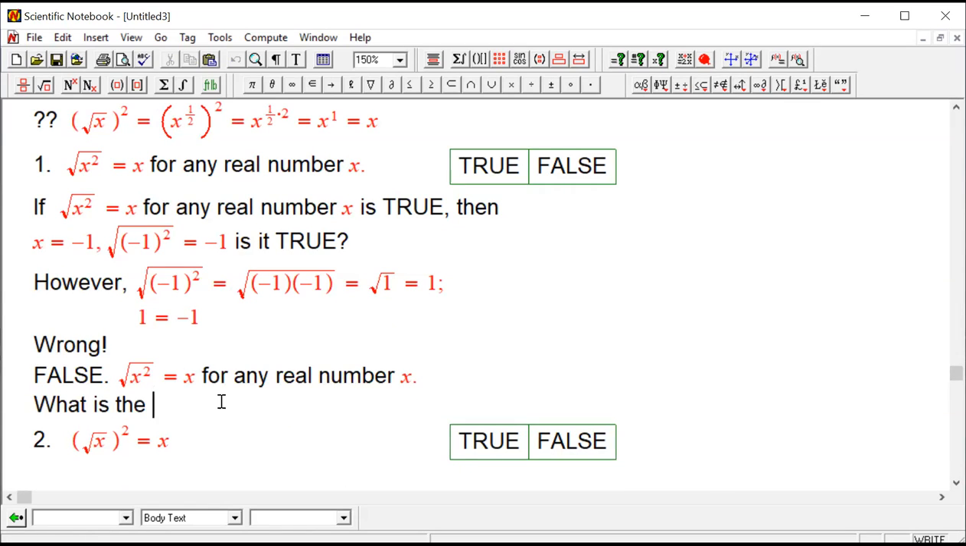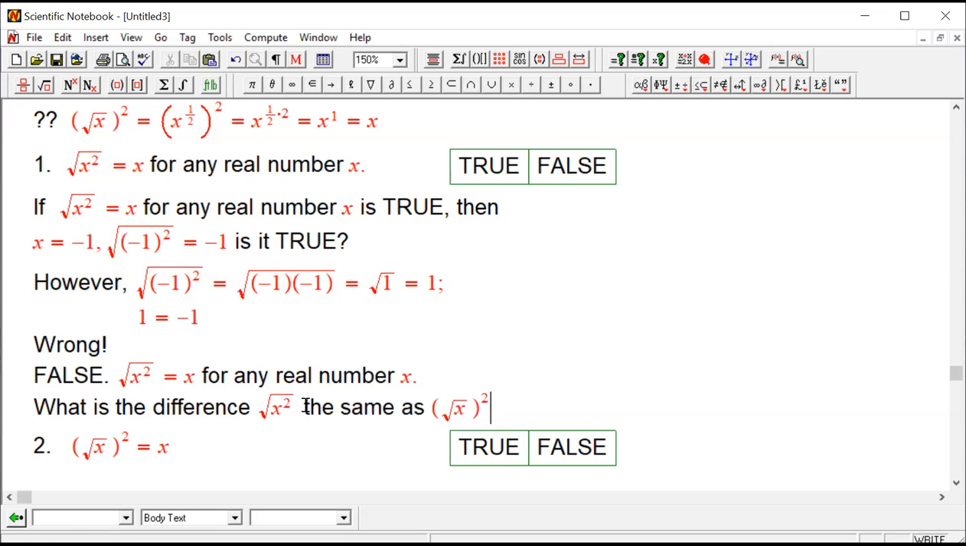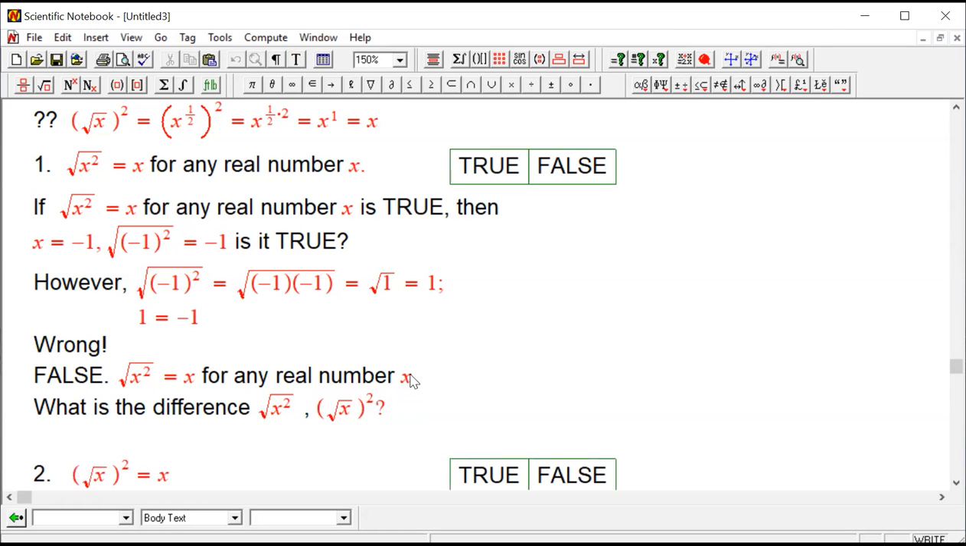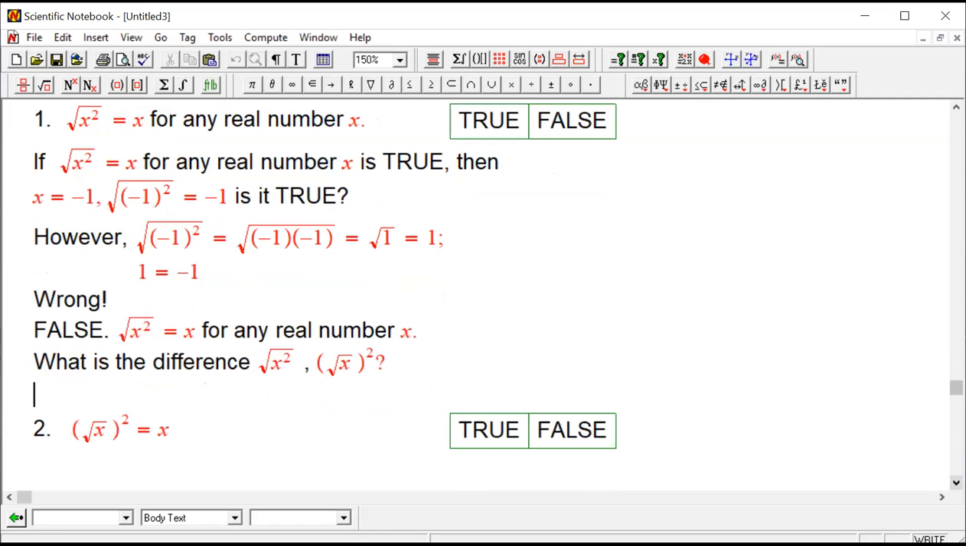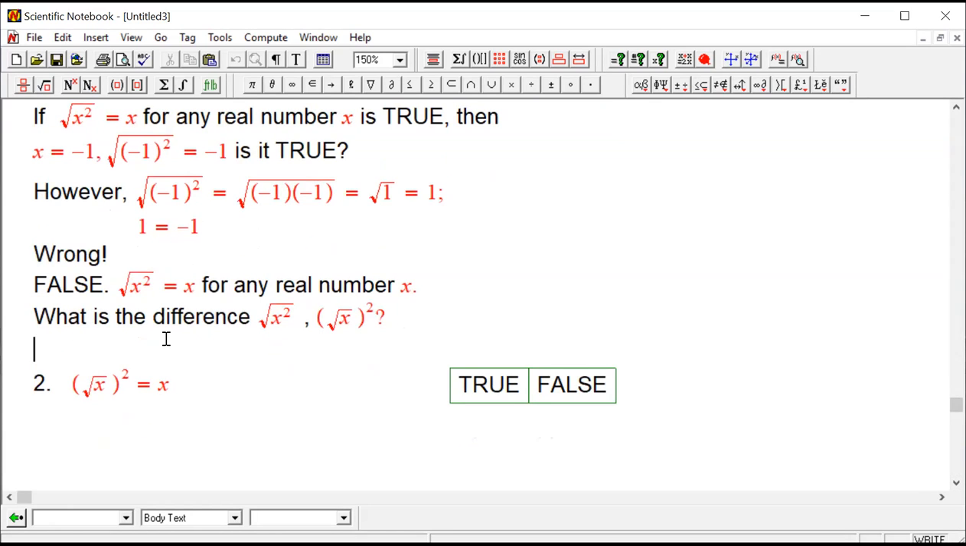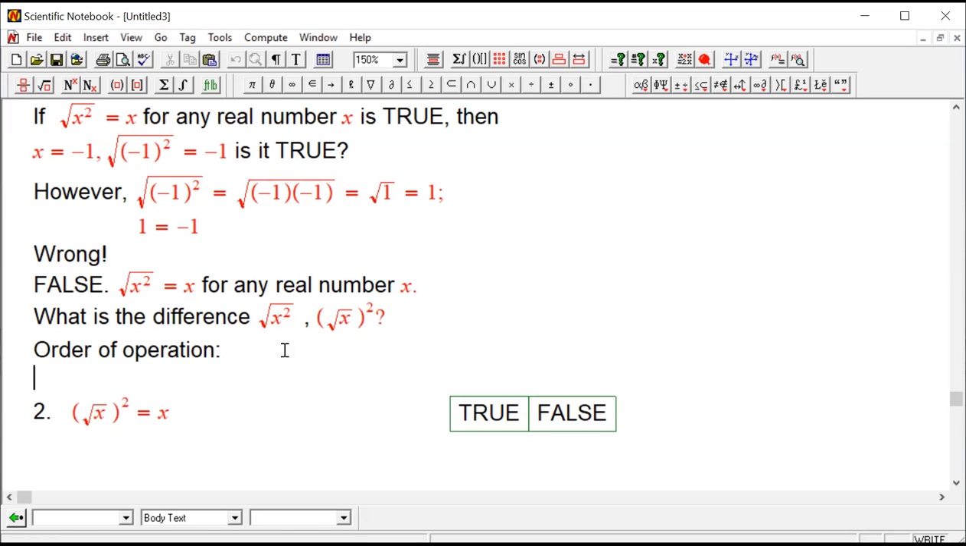What is the difference? What is the difference between these two? Well, in order to see the difference, we need to look at the order of operation.